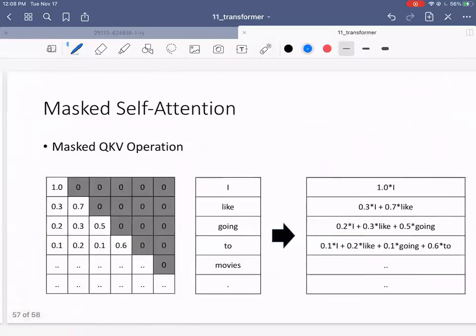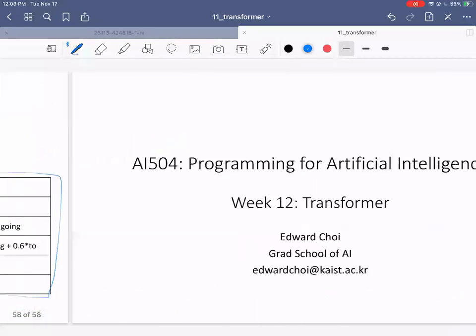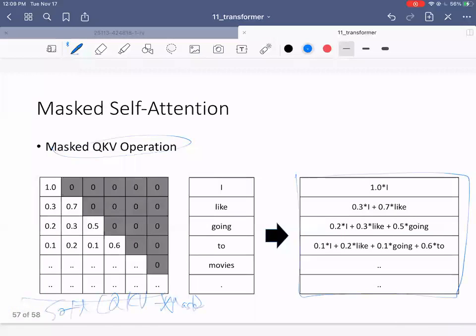Right. Okay. So the masked QKV operation looks like this. This is softmax of QKV with mask, plus mask or multiply mask, and then you have a proper-looking, non-cheating Z as the output. So this is the end of the class today. We went 10 minutes overboard.